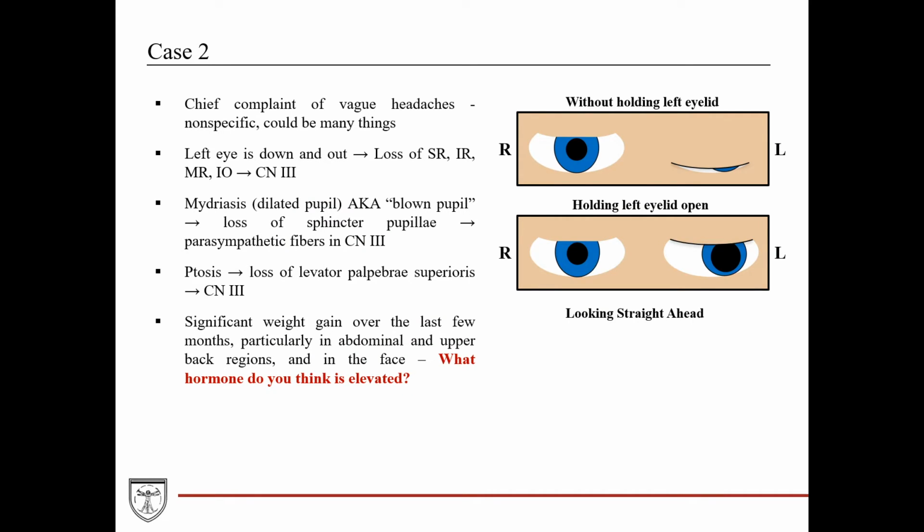So now it's looking like cranial nerve 3 is the main culprit here. The last thing we want to think about in the case is what hormone do you think is elevated here, or what do you think explains this significant weight gain over the last few months, particularly in the abdominal and upper back regions and in the face? That's going to give us some insight into what's causing this cranial nerve 3 palsy.